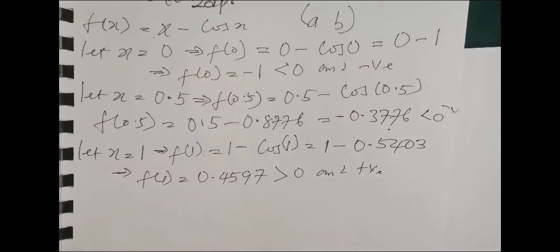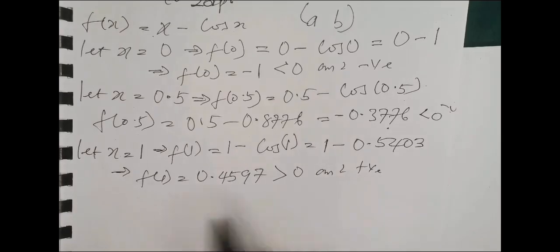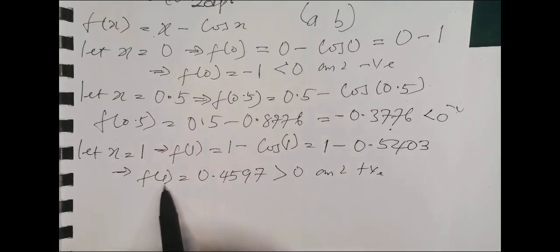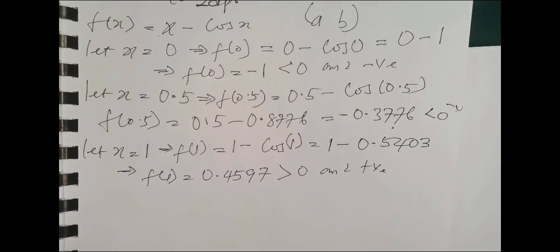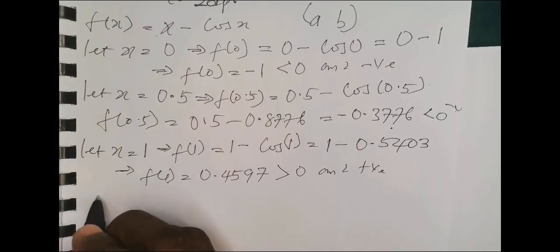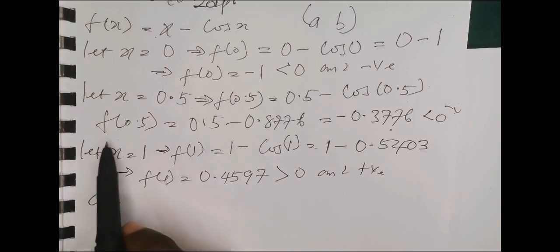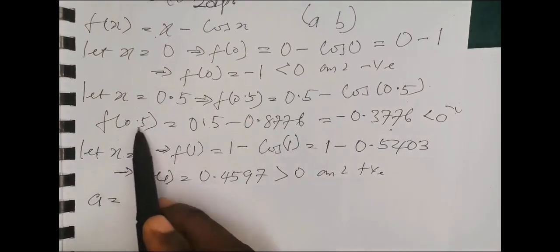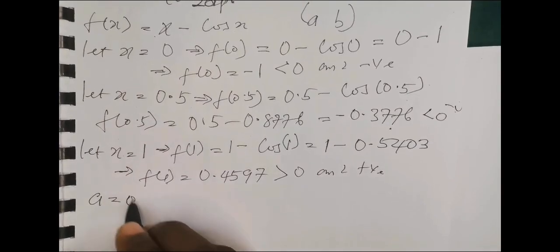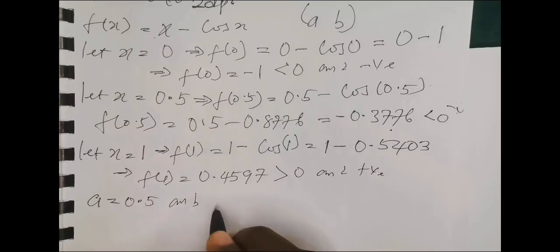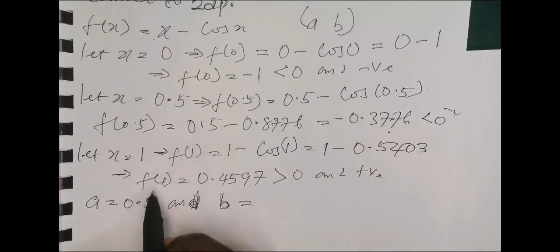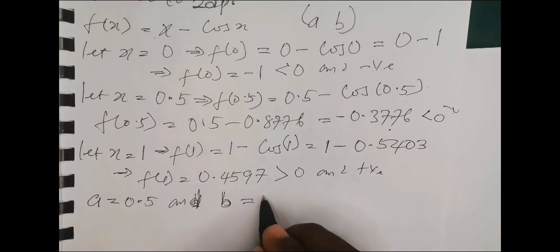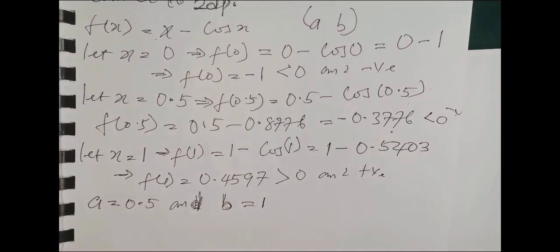So there's a transition directly from negative to positive when x is 0.5 and when x is equal to 1. In the previous two videos I've explained that the value that yields the function to be negative is called a. So a is the value that gives the function to be negative, and this is 0.5. And b is the value that gives the function to be positive. So b is when x is 1, we obtain the function to be positive, so b is equal to 1.